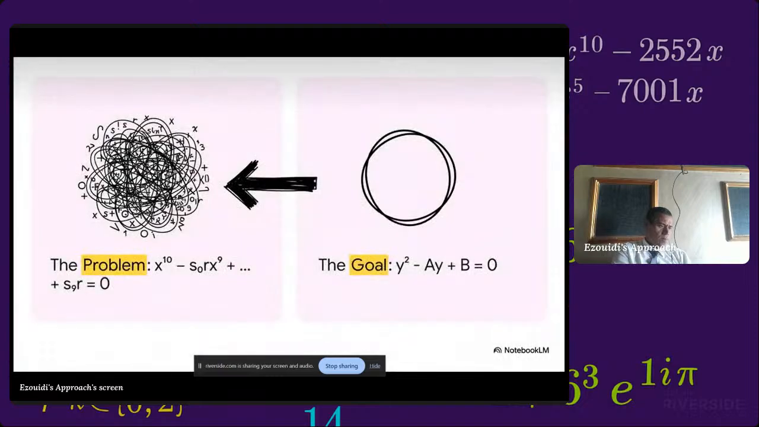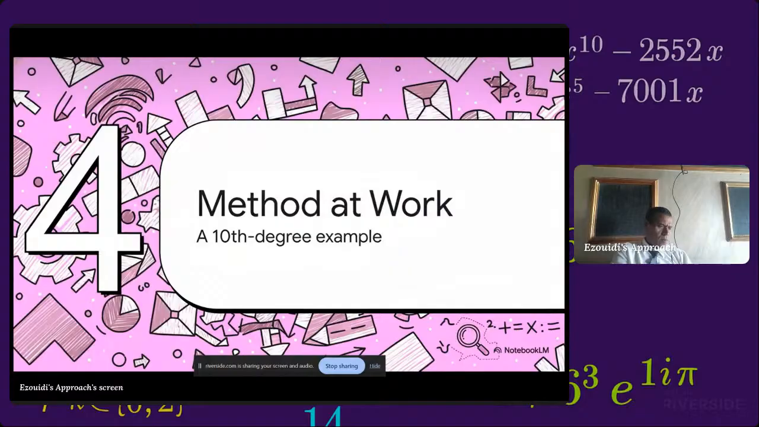And this slide just says it all, doesn't it? The whole process is designed to take that monster on the left and, if the conditions are just right, make most of its parts vanish. What's left behind can be turned into a basic quadratic equation, something we can all solve. It's a strategy of transformation, not brute force. Pretty cool. All right, let's see how this thing actually works.